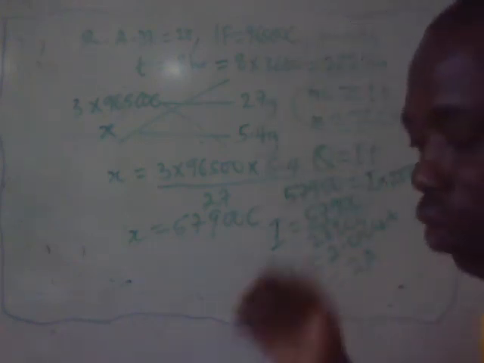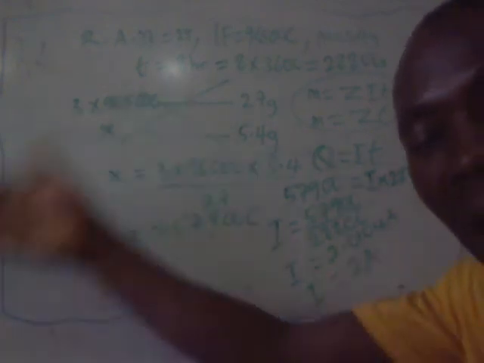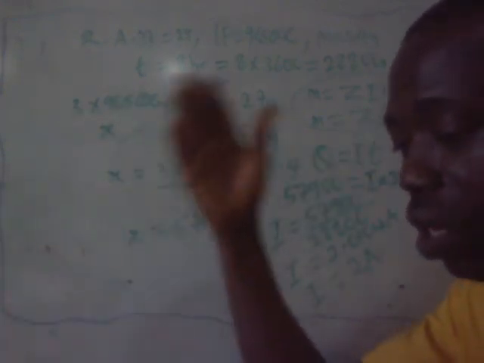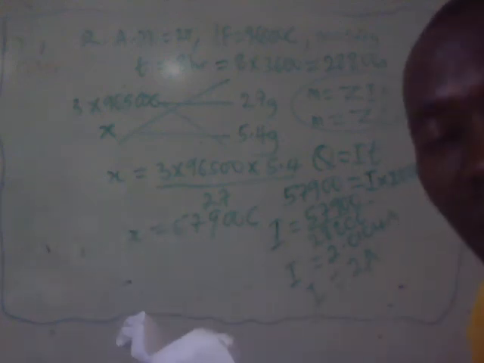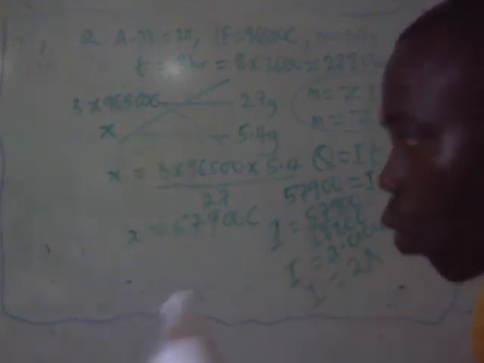In the next video, we'll go for the theory aspect of this examination, that is National Examination Council, NECO. Number 60 is also a calculation question.